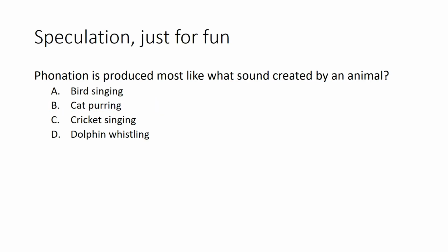And just for fun, there are a variety of animals that make noises. Birds sing and chirp, cats purr, crickets sing by rubbing their legs together, dolphins make a whistling noise. The one of those that actually involves a phonation-like process is bird song. Birds have a thing called a larynx that is similar to a larynx that is used for a phonation-like thing. Most people guess it's the purring of a cat, but actually cat purring is done by a cyclic muscular contraction that's kind of special to cats.